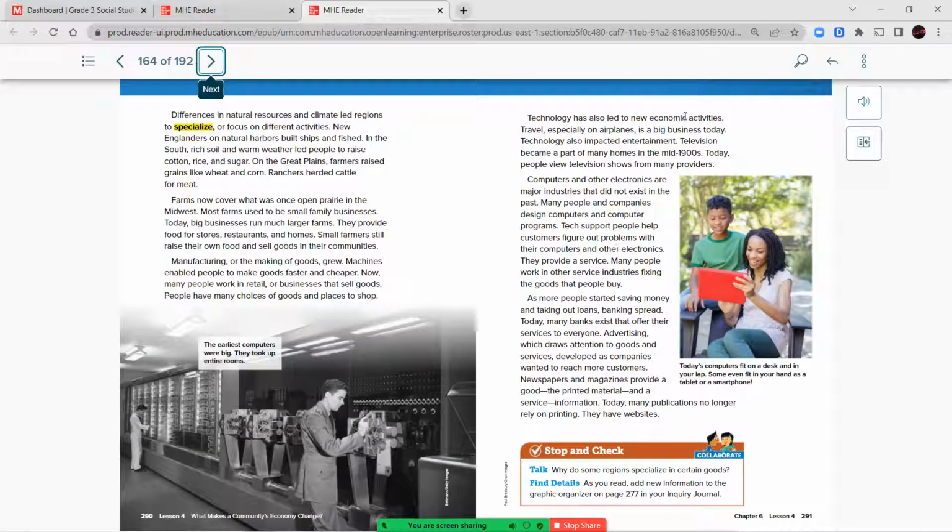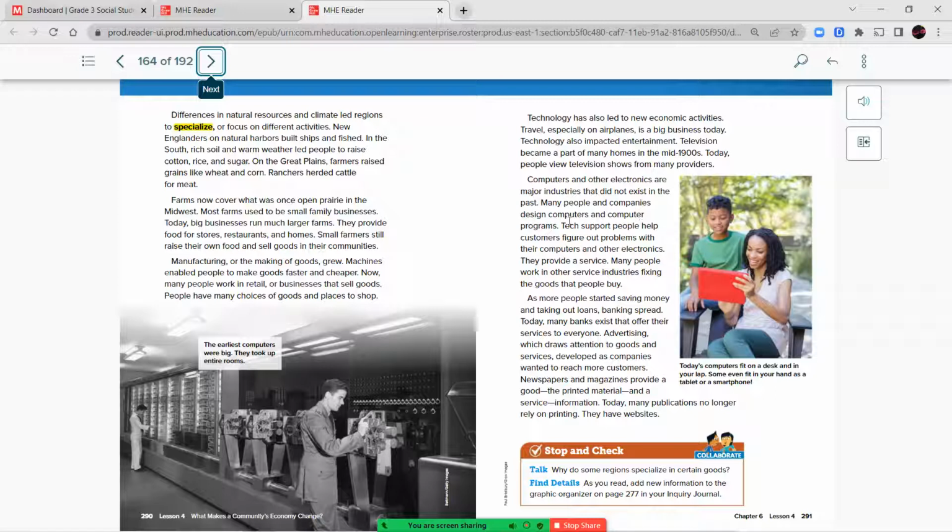Technology has also led to new economic activities. Travel, especially on airplanes, is a big business today. Technology also impacted entertainment. Television became a part of many homes in the mid-1900s. Today, people view television shows from many providers. Computers and other electronics are major industries that did not exist in the past. So this can go in your today section.